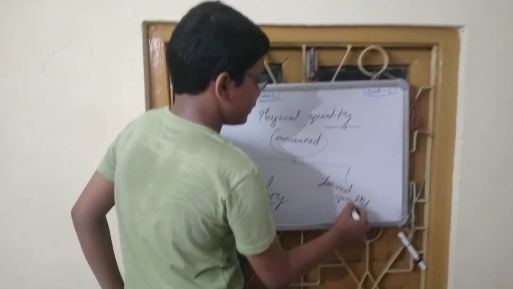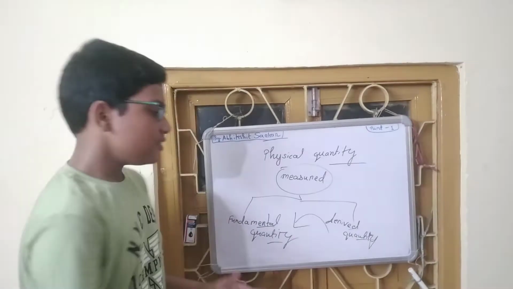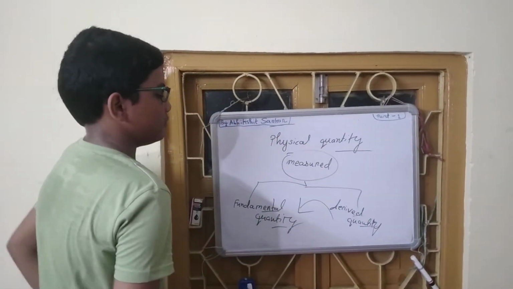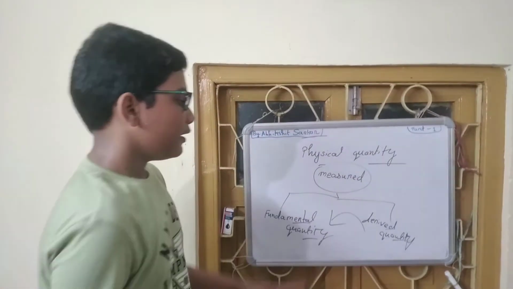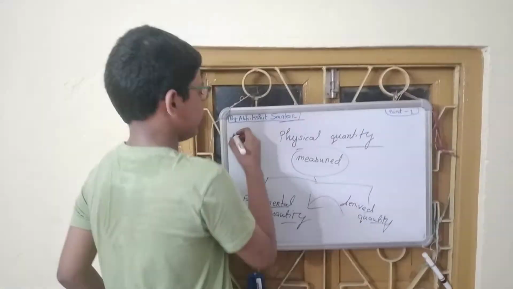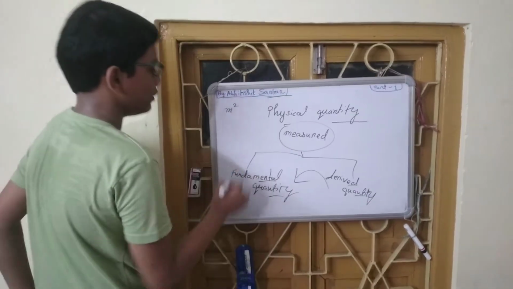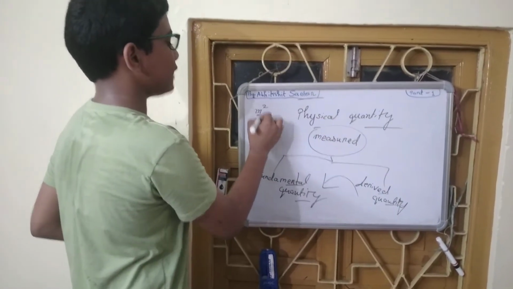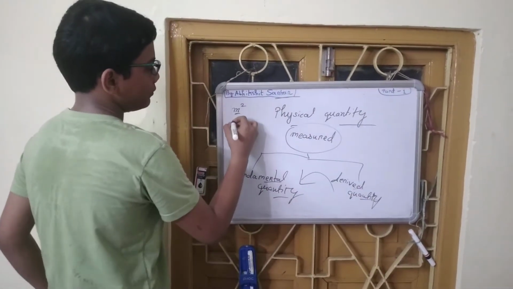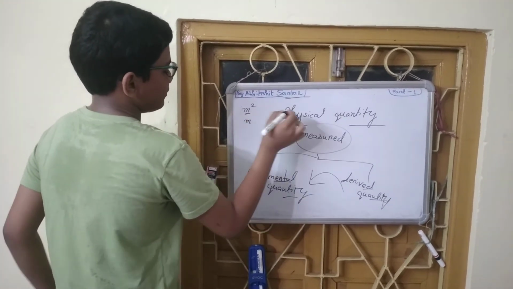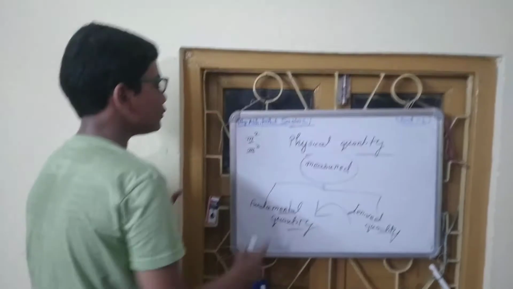Now, what is derived quantity? Coming to the derived quantity. The quantities that are derived from fundamental quantities are known as derived quantities. The parameters that are derived quantities are area, volume, and speed. The SI unit of area is meter square. This meter is derived from the SI unit of length, that is meter. The SI unit of volume is meter cube. This meter is also derived from length, which is a fundamental quantity.